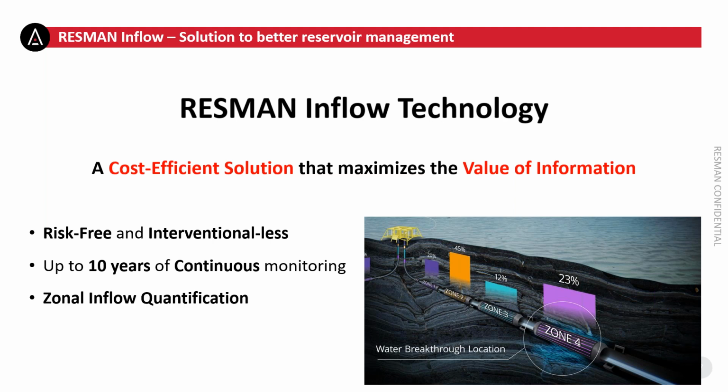So it provides you with the zonal inflow quantification. It tells you how much is flowing from each of the zones that you have a tracer system in front of. And at the same time, it gives you information about: am I seeing any pattern changes in my flow? Am I seeing oil flow from all the zones? Am I seeing water flow from all the zones? Am I seeing gas flow from all the zones? Am I seeing one of them drop out and not produce, for example, oil?